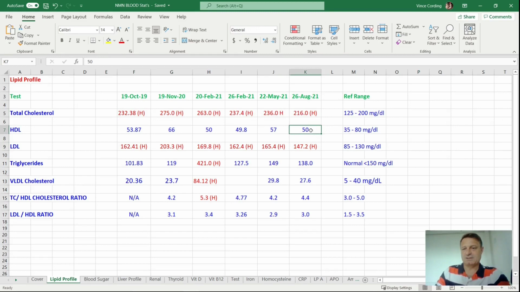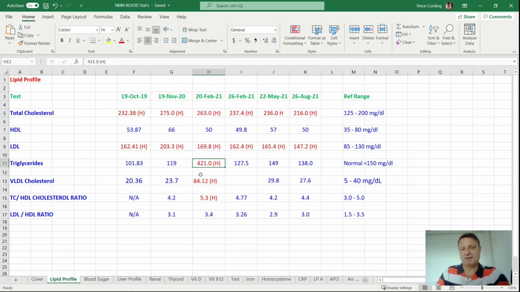HDL 50, that's okay. The LDL is 147. The maximum that they think could be allowed is 130, so it's only three away. And again, that 147, as well as the highest, is also the lowest it's ever been. Triglycerides are now 138, which is down from 149, and is down a lot from 421.